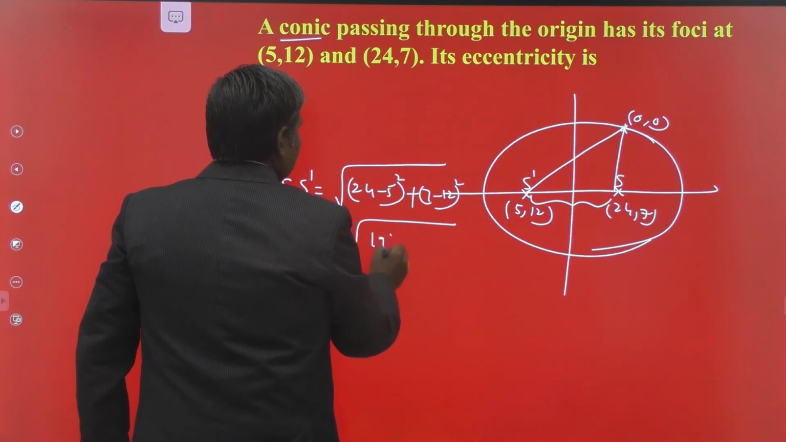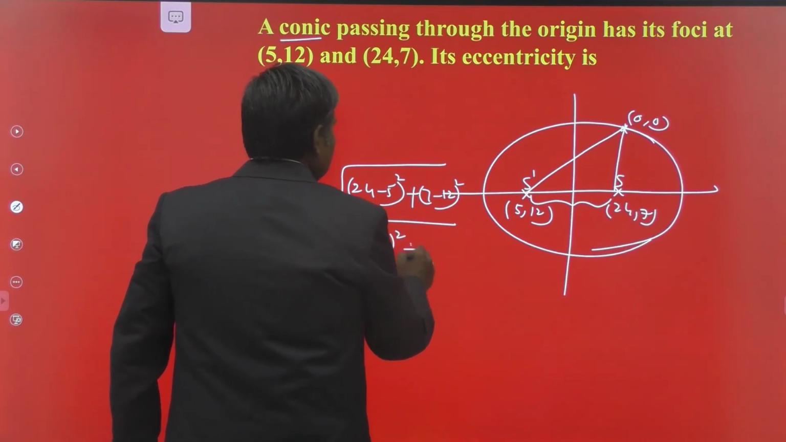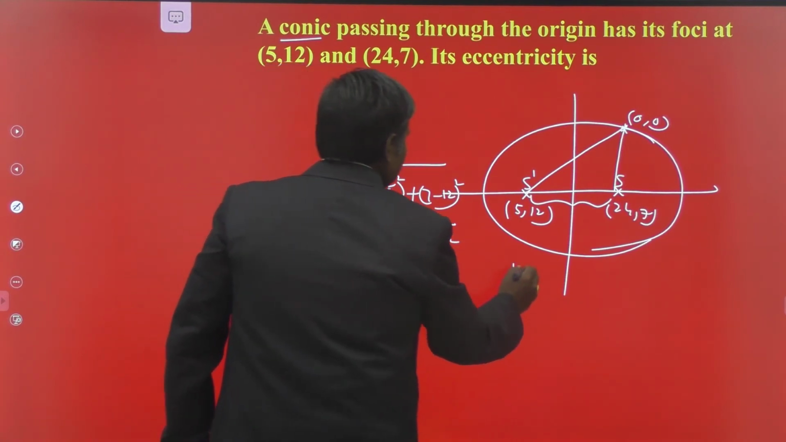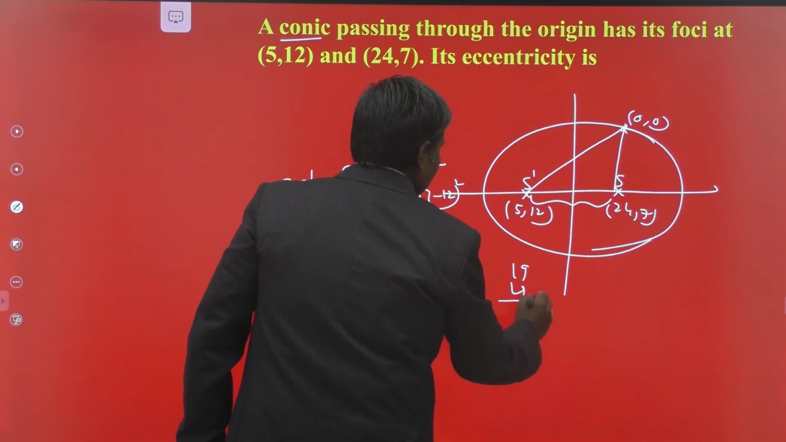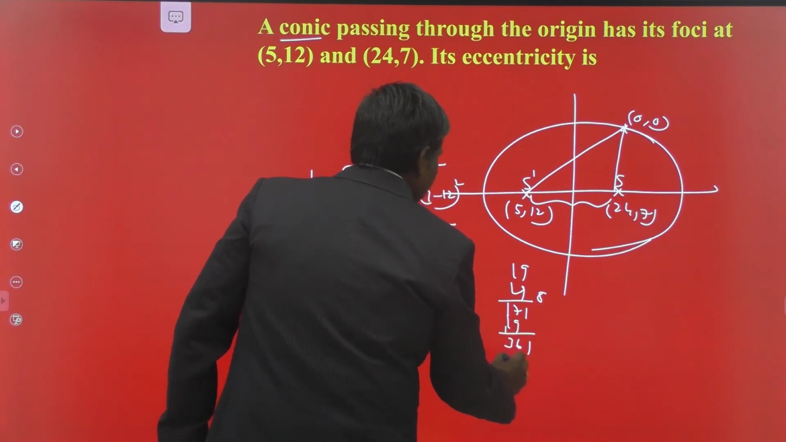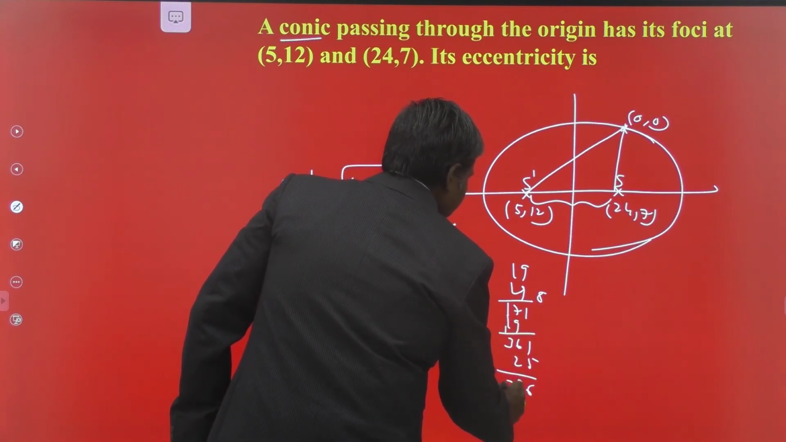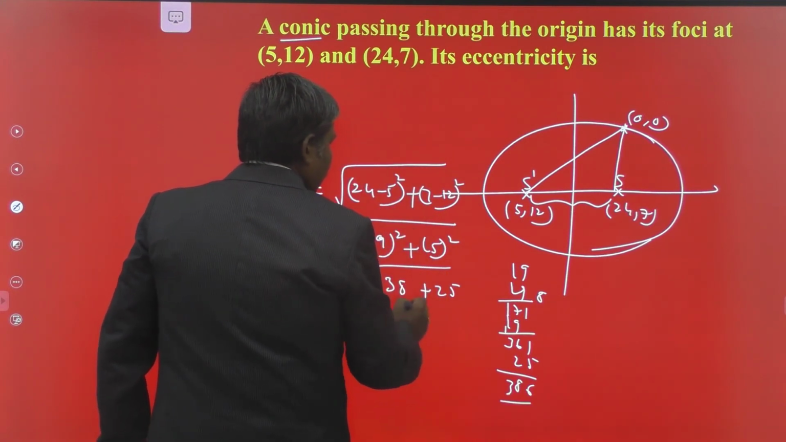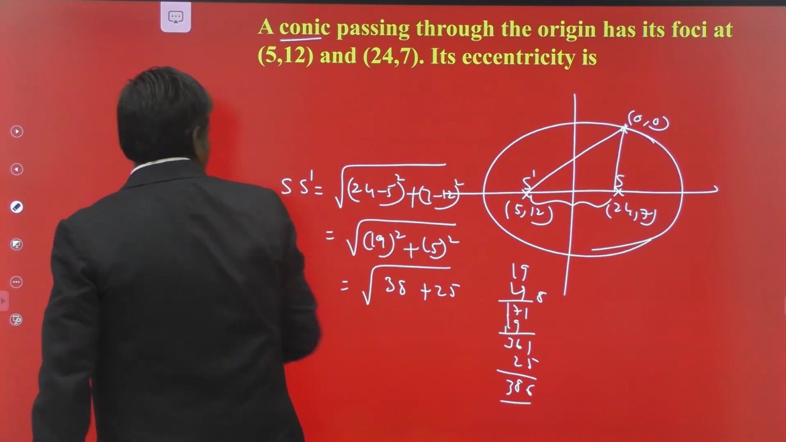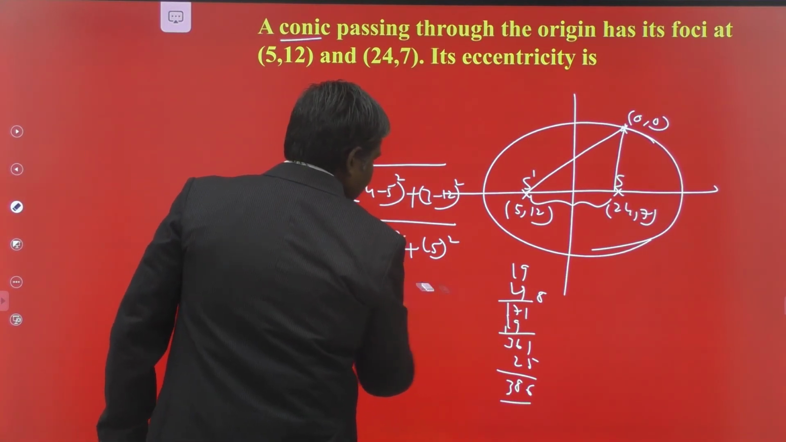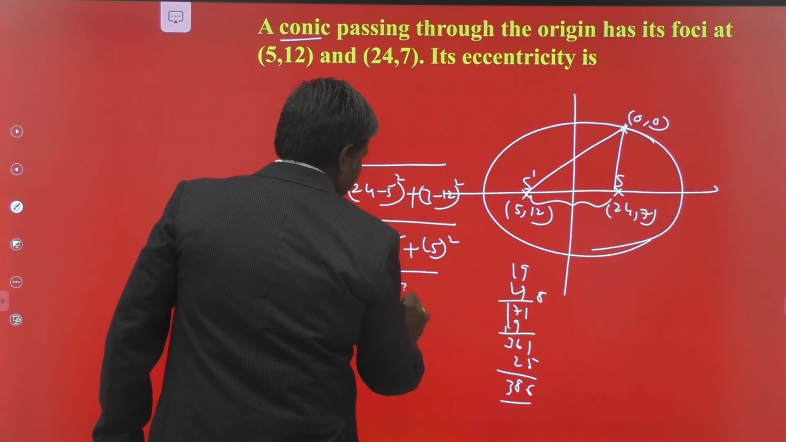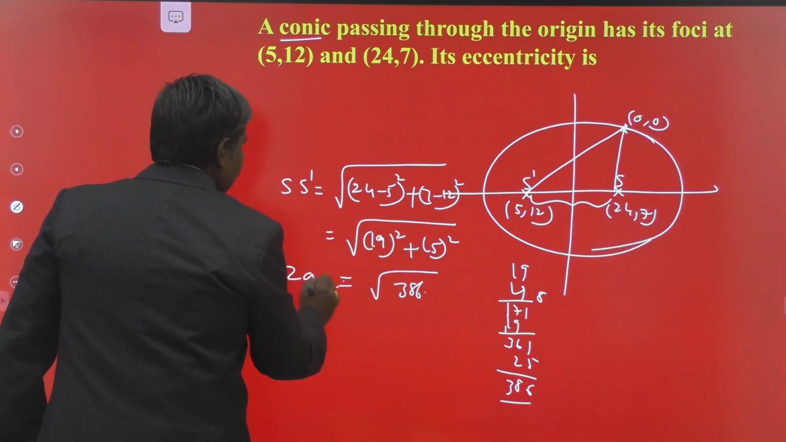This is 19 square plus minus 5 square, or 5 square. This is nothing but 361 plus 25, which is 386. The entire total value is 386. Root 386. This is SS dash, that is 2ae.